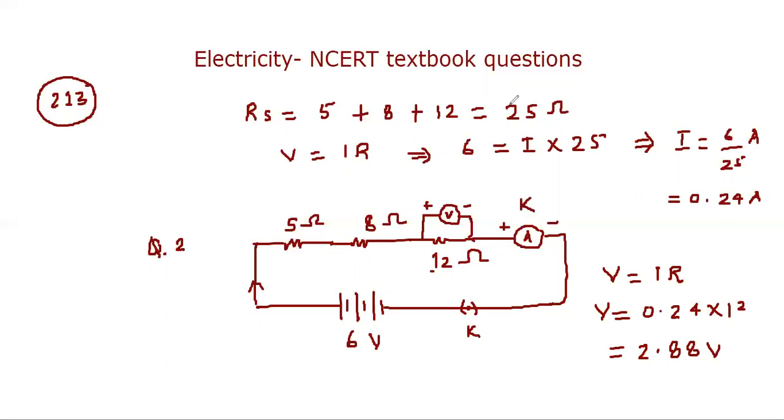So page number 216. Question number 1. Judge the equivalent resistance when the following are connected in parallel. So 1 ohm and 10 power 6 ohm.